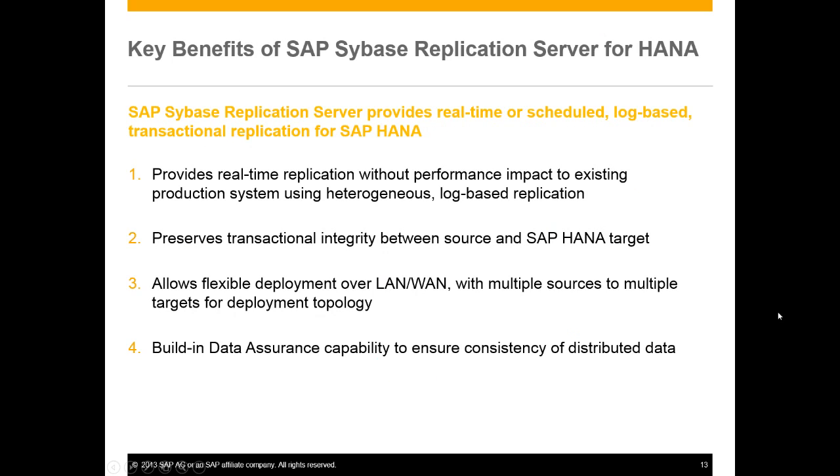Slide number 13 gives you the key benefits, which I pretty much mentioned earlier. It is log-based, real-time replication, giving you transactional integrity between source and target, and a flexible way to deploy your replication topology. Your source database could be in New York, and my HANA database could be running in Tampa, Florida. No problem. Rep server will do that for you because we are able to deploy that over the WAN. Building data assurance in is also a very unique capability compared to other tools in the market.